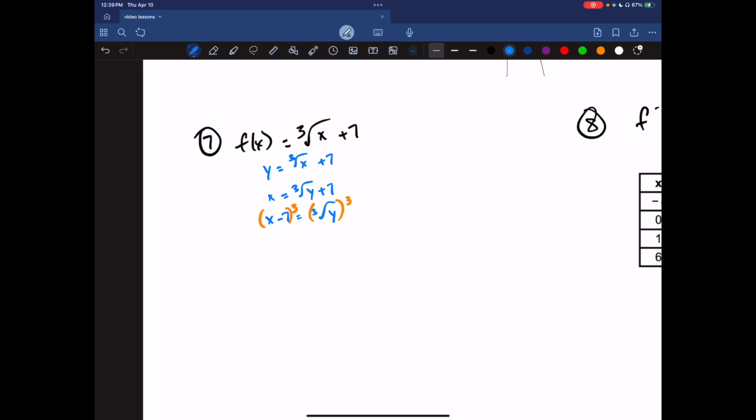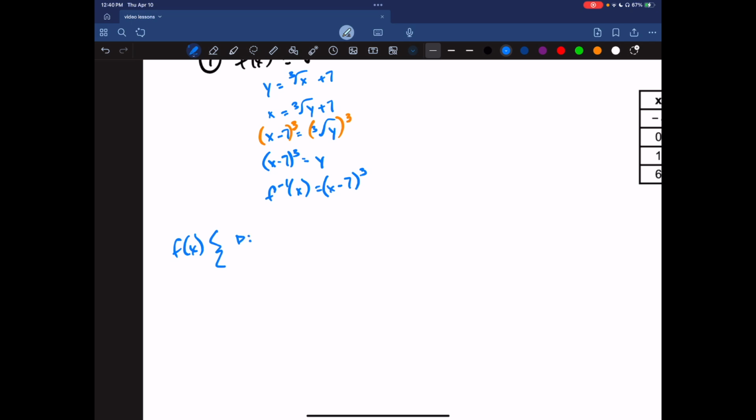Okay, and then I don't have to expand that out, but that just means x minus 7 all cubed equals y. Okay, and then I'm going to put this in inverse notation, so my inverse is going to be x minus 7 cubed. Okay, so that's my inverse. For f of x, I want to know the domain, and I want to know the range.